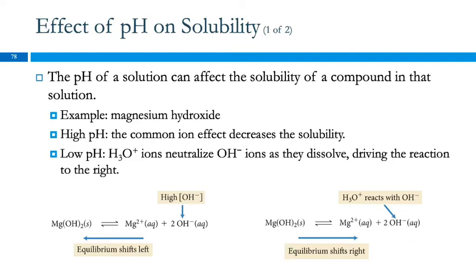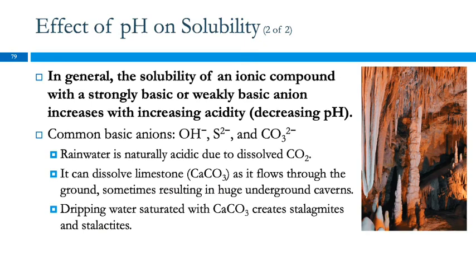And so the equilibrium will shift to the right compared to pure water. In general, the solubility of an ionic compound that has a strongly basic or weakly basic anion will increase with increasing acidity, decreasing pH. So if you have a basic anion in your ionic compound, making the solution acidic will cause it to be more soluble. Common basic anions are hydroxide, sulfide, and carbonate.